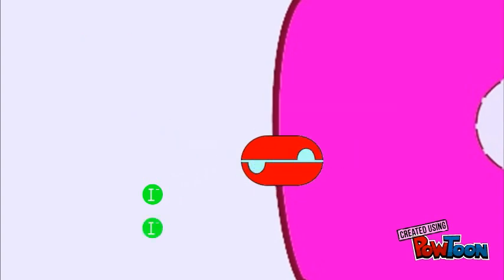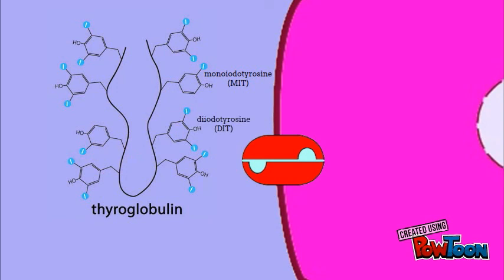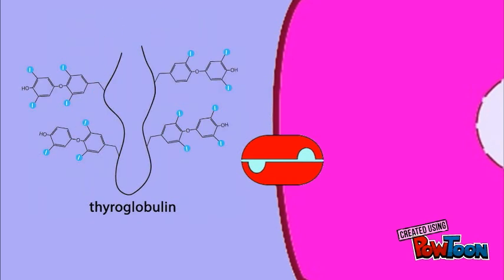Once inside the colloid space, the enzyme thyroperoxidase oxidizes 2 iodide ions to form 1 iodine molecule. Next, the peroxidase iodinates the tyrosyl residues of the thyroglobulin protein. Iodinating a single tyrosyl residue forms monoiodotyrosine, while iodinating 2 tyrosyl residues forms diiodotyrosine. Iodination of tyrosyl residues causes the thyroperoxidase to conjugate neighboring tyrosyl residues. This is important to know because it results in 3 different types: T4, T3, and RT3. RT3 is biologically inactive.